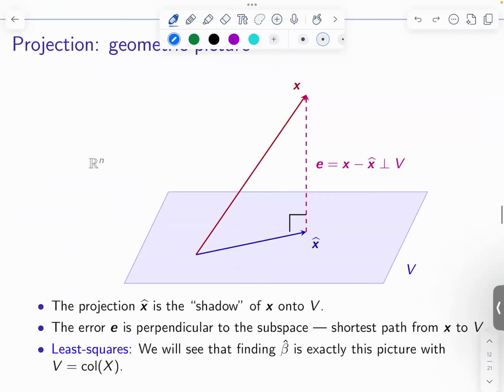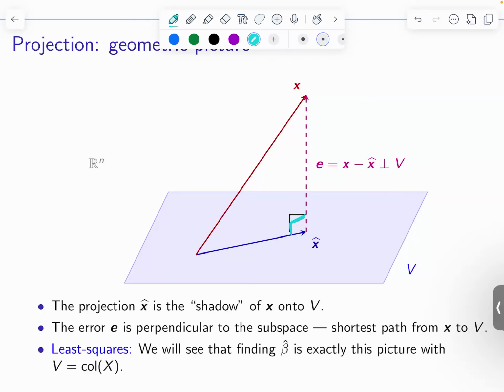Again, this is the picture to remember. If you have a V and you have an X, you can project it onto V. That's going to be x hat. This is supposed to be orthogonal. So the error is x minus x hat, and it's orthogonal to V. You can think of the projection as the shadow of x onto V, with the light shining directly on top. The error is perpendicular to the subspace, and its length is the shortest path from x to V.